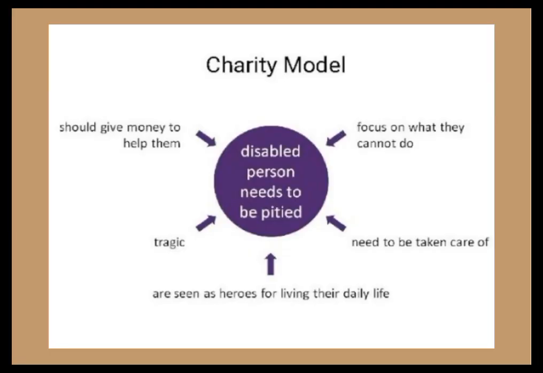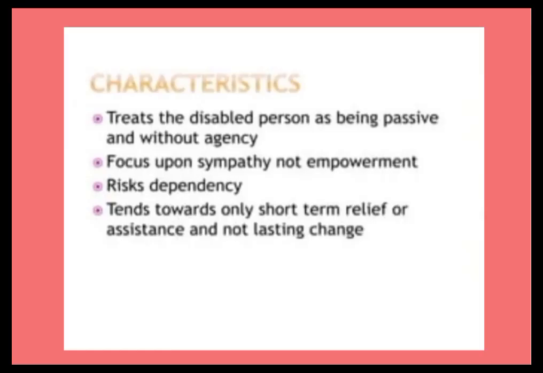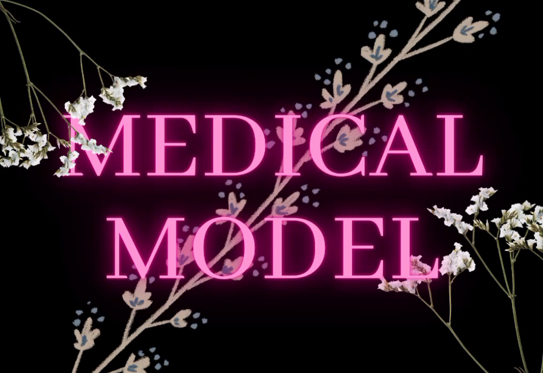Charity model: the disabled person needs to be pitied. The focus is on what they cannot do. It's tragic, they need to be taken care of, and they are seen as heroes for living their daily lives. These are characteristics of the charity model, which treats the disabled person as being passive and without agency. The focus is upon sympathy, not empowerment. It risks dependency and tends towards only short-term relief or assistance and not lasting change.